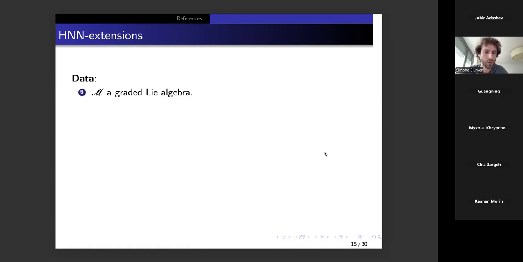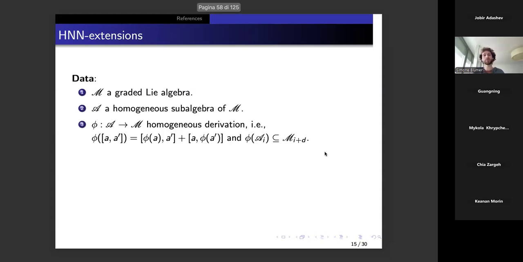So we need some data for defining the HNN extension, and these data are a graded Lie algebra, which is our base Lie algebra M, a homogeneous subalgebra A of the Lie algebra M, and finally a homogeneous derivation from the subalgebra A to the Lie algebra M. By a derivation, I mean a linear map that satisfies the Leibniz rule for the product. And by homogeneous, I mean that for some integer d, it sends elements of degree i into elements of degree i plus d.